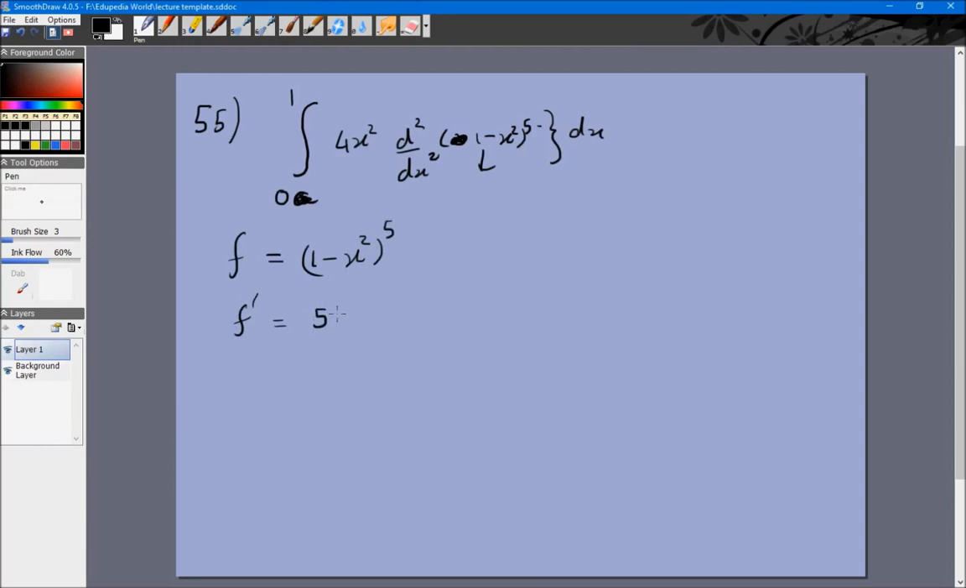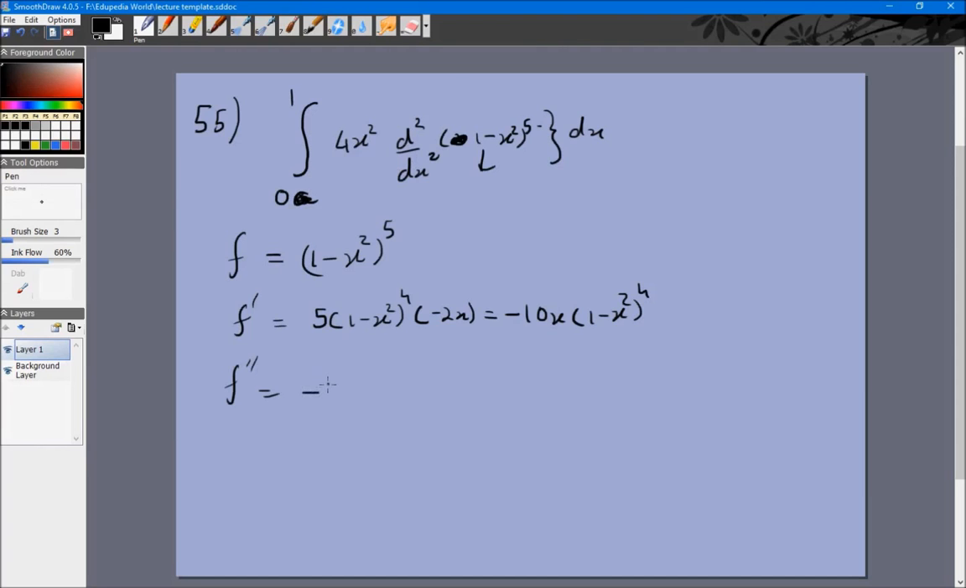It is 5 times (1 minus x squared) to the power 4 into minus 2x, which is minus 10x times (1 minus x squared) to the power 4. What is f double dash x? We'll just do it and we'll put it inside. The good thing about this integral is there are no denominators or anything. So you can see just from the beginning of the question that you will be able to solve this by the brute force method. There will be no problem along the way.